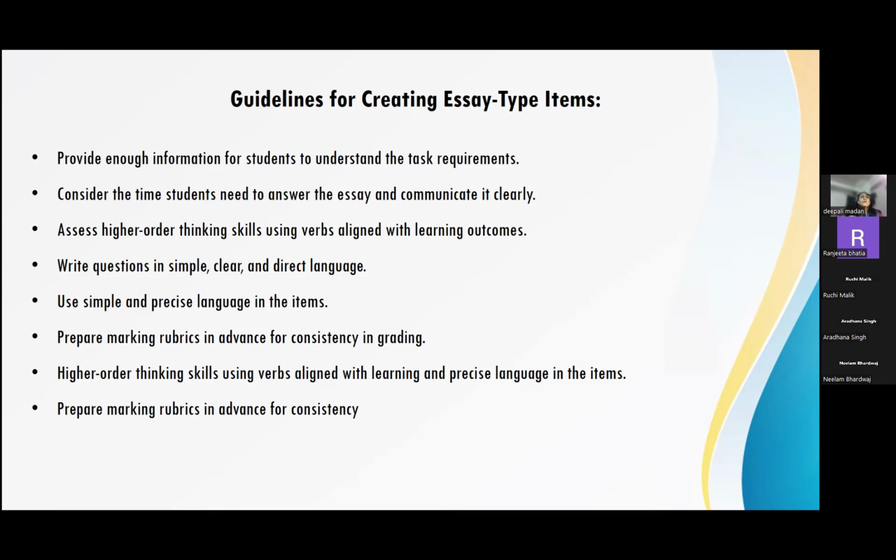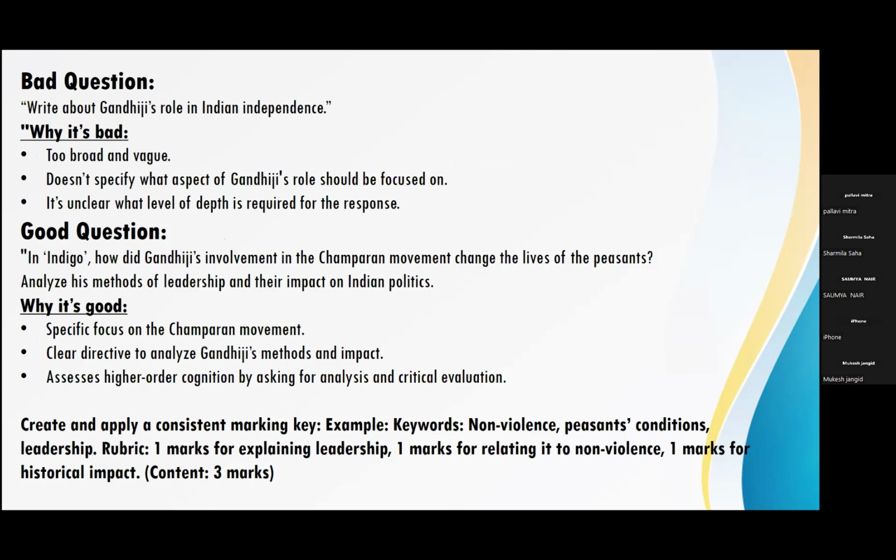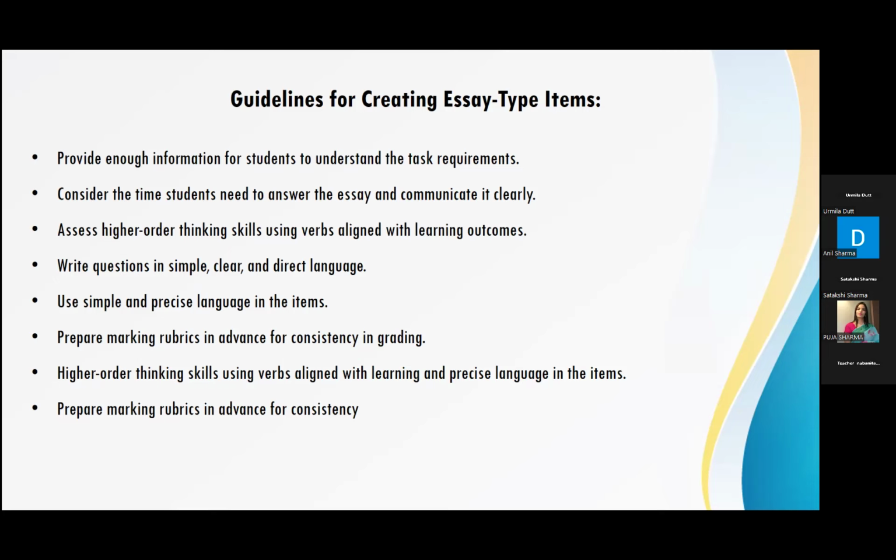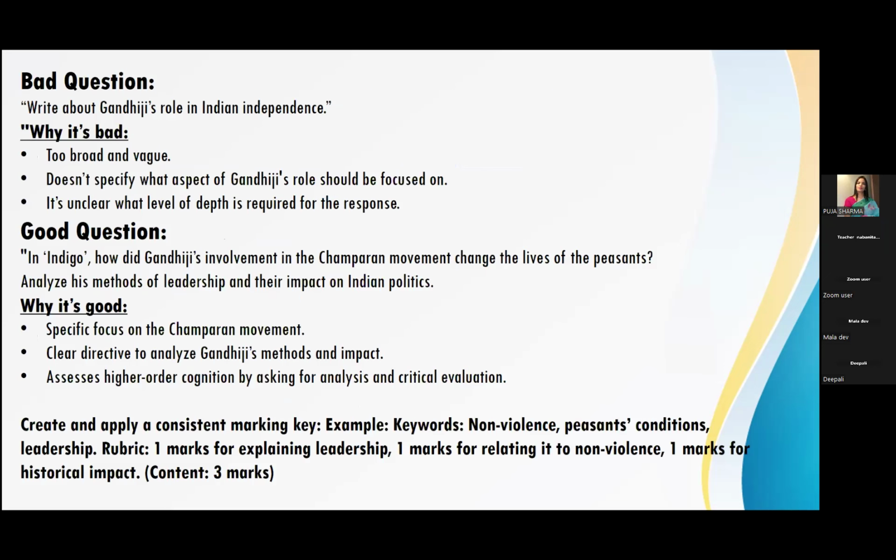And also when it comes to content, we should have some keywords listed. If the content carries 4 marks, 2 marks for these keywords should be there, then he should include this information, then he could include this information. Only then will we be able to check the papers in a consistent manner. Then learning objectives have to be kept in mind, and the questions should be aligned to those learning objectives. Okay, the next slide.